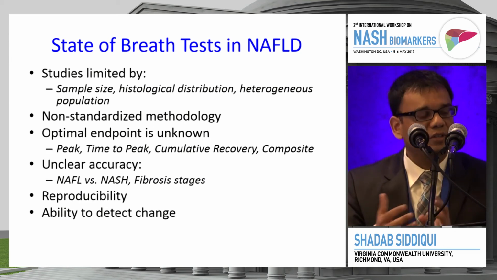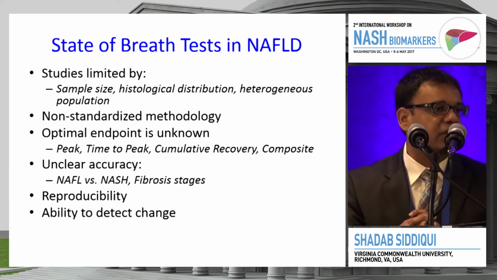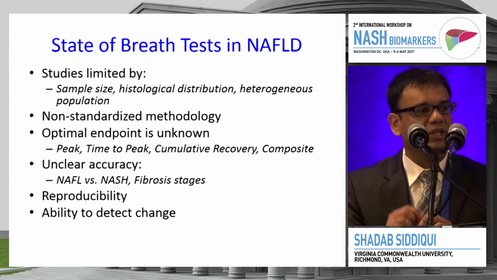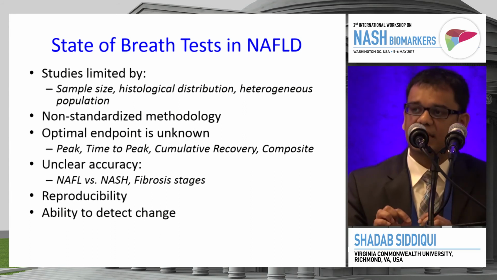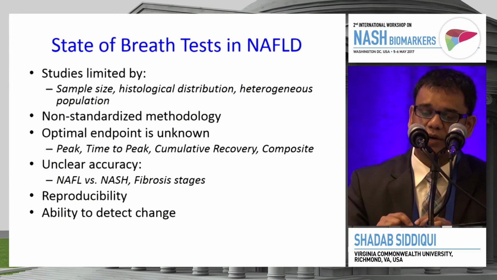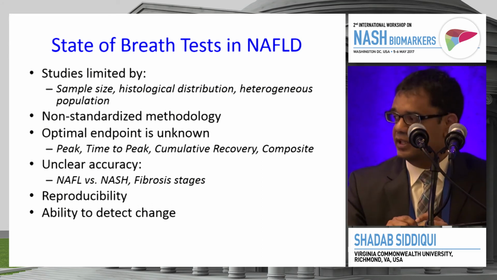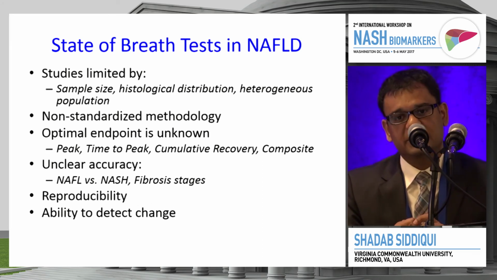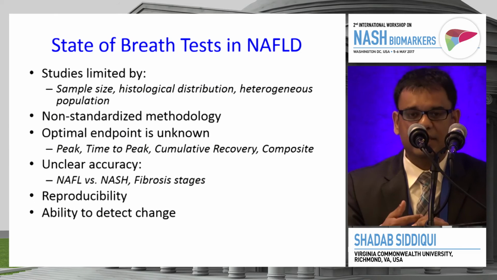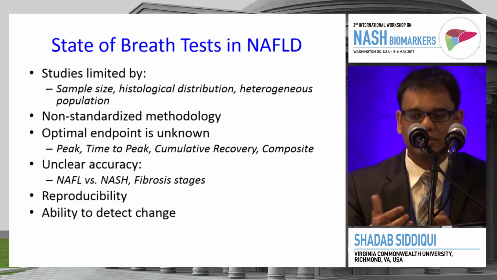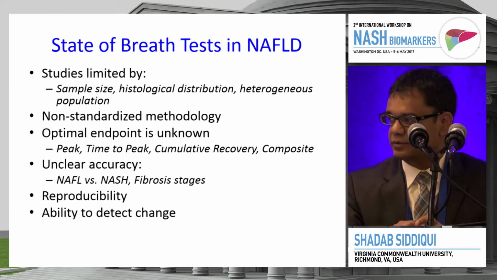And finally, we don't understand what the accuracy is. How well can this test distinguish between no disease and disease state, between varying degrees of fibrosis, between NASH versus fatty liver disease? And then, how reproducible is this data? Because the studies are limited, the data that has been presented have shown varying results. So we need more data with this technology.